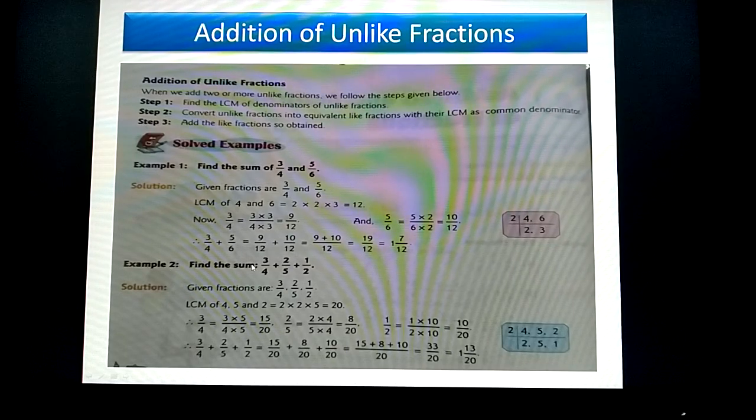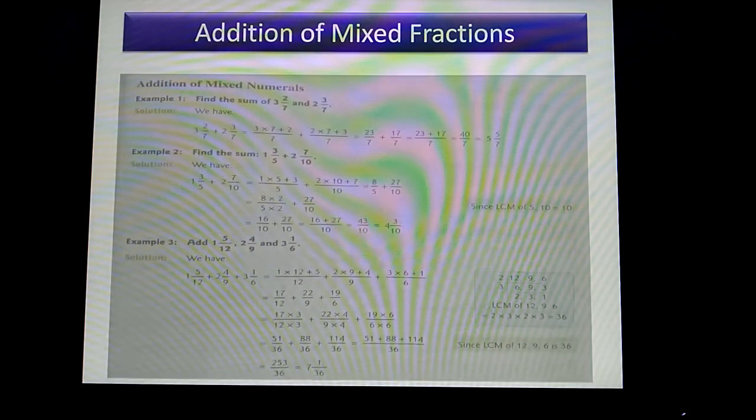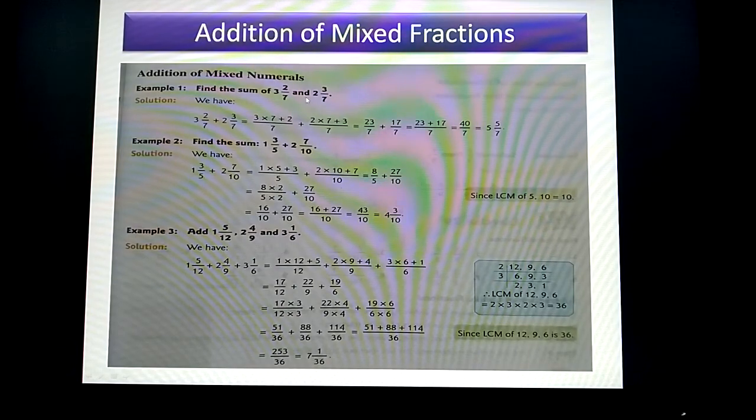of like fractions. Now moving on to the next, that is addition of mixed fractions. So let's see how to do it. In addition of mixed fractions, as we can see, these are given in mixed fractions. This is 3 2/7 and 2 3/7. So first thing is that we have to convert them to improper fractions.